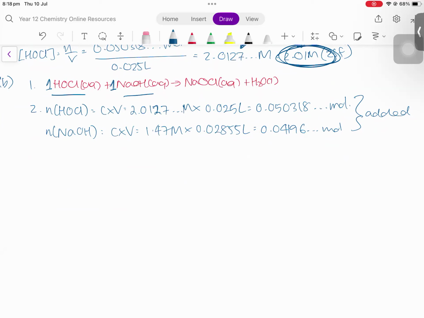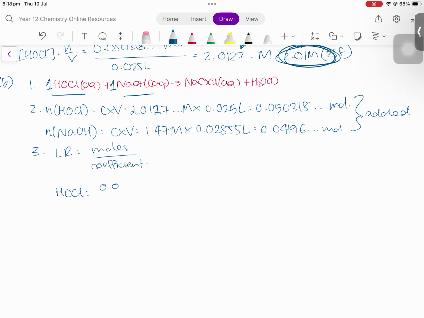So step number 3, if I want to figure out what's left over, what's in excess, I can do a process of elimination. I can identify the limiting reagent first. If A is the limiting reagent, B is the one that's in excess to affect pH. When you're doing the limiting reagent, you take the moles, you divide it by the coefficient in the equation. In this case, the coefficients are both 1, right?